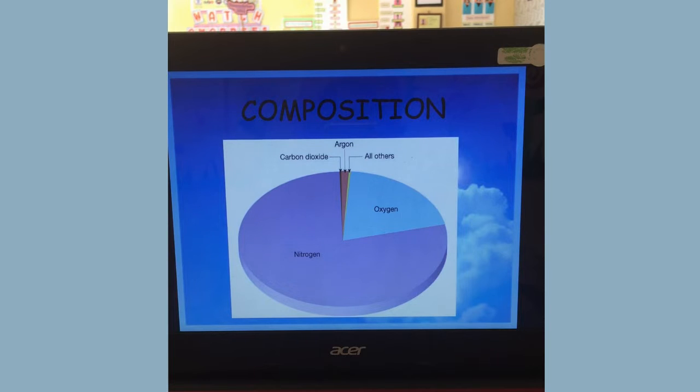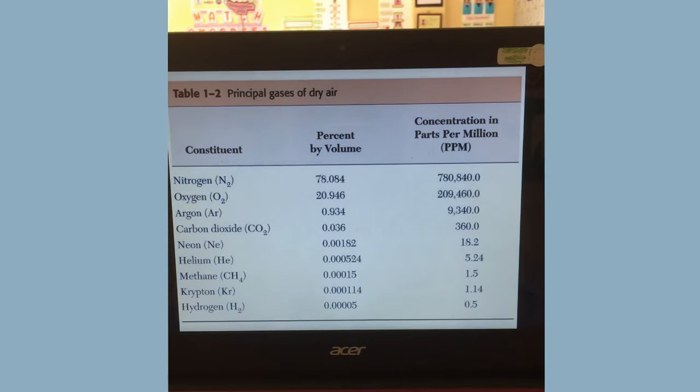So here is the composition of our Earth's atmosphere. As you can see, nitrogen composes the largest part of our atmosphere. Nitrogen is 78% by volume in our atmosphere. Next is oxygen, which has 20%. Lastly, the hydrogen, which is the least.